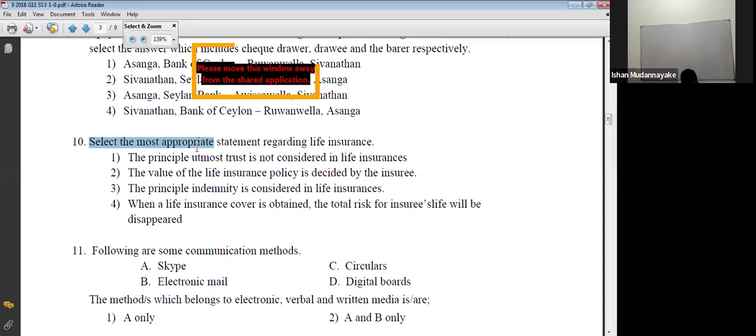Right, can you give me the answer for question 10? Select the most appropriate statement regarding life insurance. What's the answer for this question? The 10th question. The second one here, it should be insured, not insuree. Insured life, insured. What's the answer for question number 10?